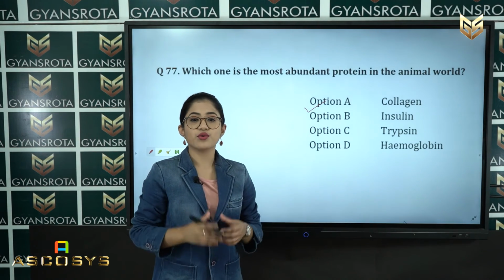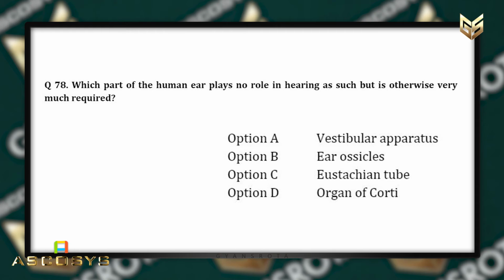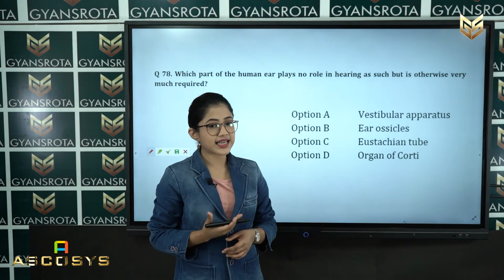Now, let us see the next question, that is question number 78. Which part of the human ear plays no role in hearing as such, but is otherwise very much required? Option A, vestibular apparatus, option B, ear ossicles, option C, Eustachian tube, option D, organ of Corti. Student, what is the correct answer?